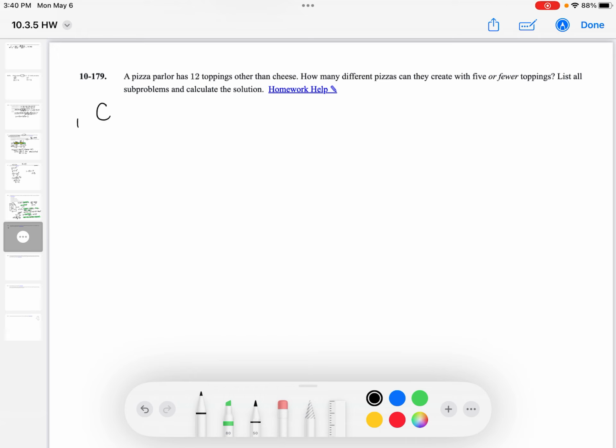So the combination of 12 choose 5 is going to give me the number of different ways I could choose 5 toppings. Well, or fewer. What if I wanted to choose 4? There we go. It's going to be 12 choose 4. Or 12 choose 3. And 12 choose 2. And 12 choose 1. And 12 choose 0. All right, well, that's a lot of combinations we got to find here.